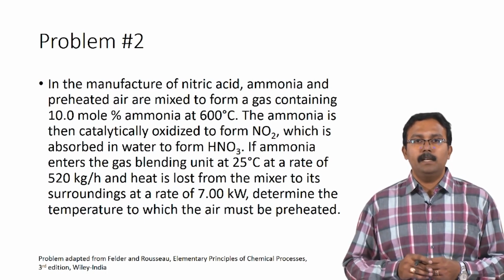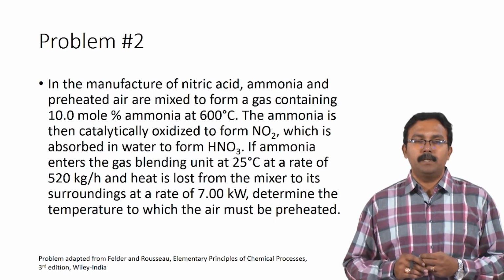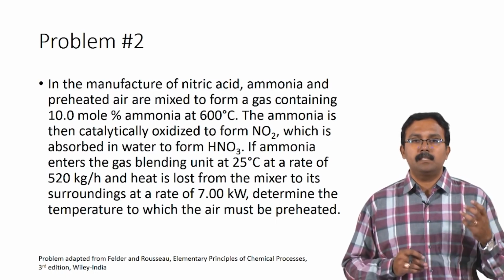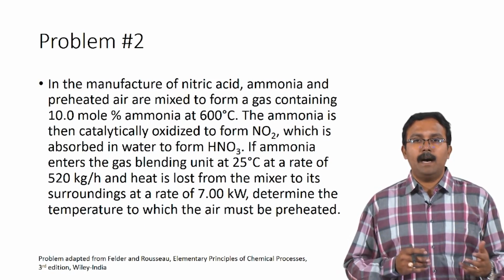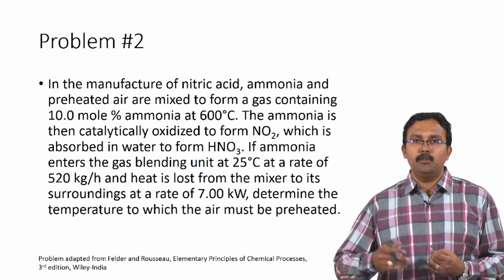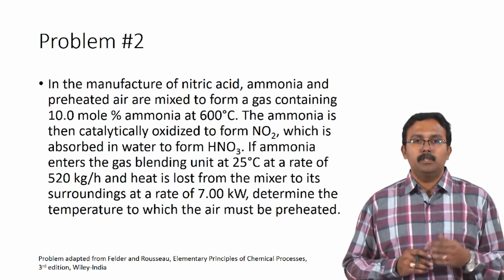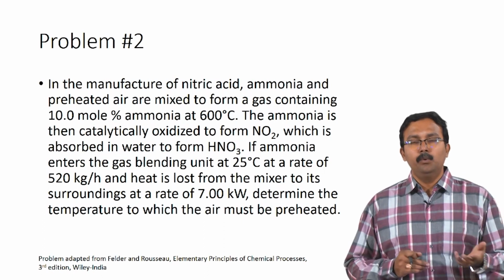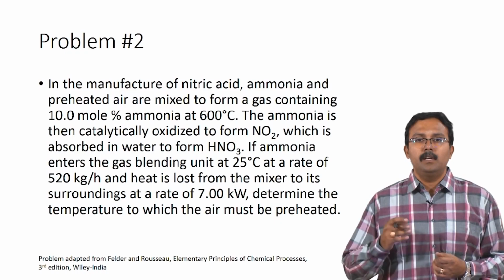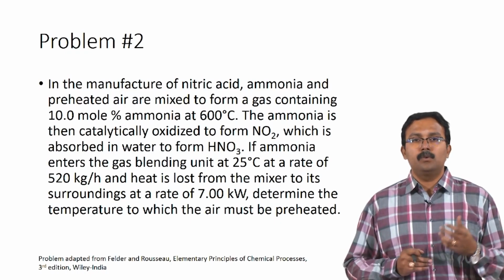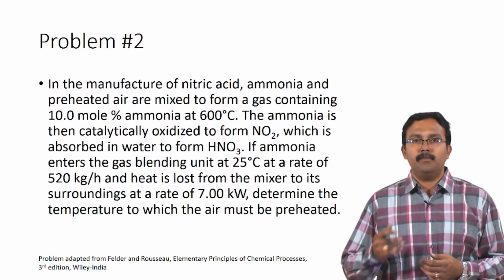First thing we need to identify is the composition of the gas mixture, which is given as 10 mole percent ammonia. So, we need to convert the mass of ammonia which has been given into moles, so that we can use them directly. Also, we have Q, the heat lost to the surroundings, as 7 kilowatts. So, the flow rate should be converted to per second instead of per hour.